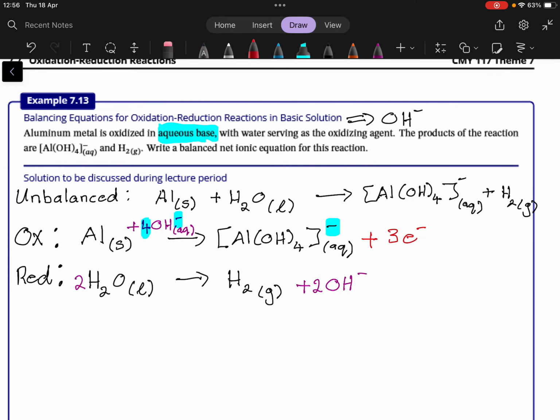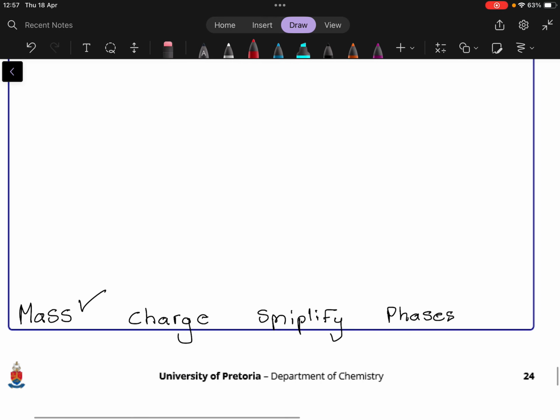In a similar sense, on the reduction half reaction, we have 0 charges on the left-hand side, and we have 2 negative charges on the right-hand side, so -2. Again, the way we fix that is we add 2 electrons here. Okay, so are our charges now balanced? Yes, so we can go check that off on our list.